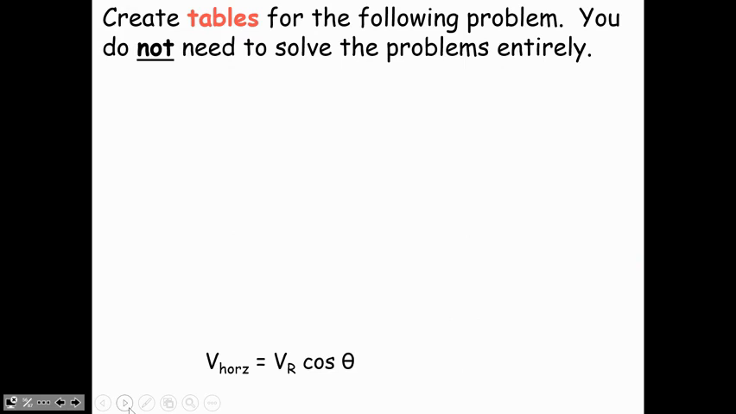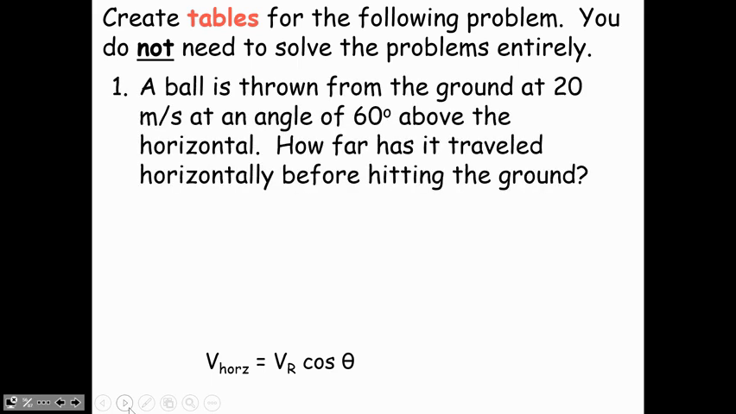Now that we know how to solve for the components, we're going to practice creating tables for word problems using projectiles launched at an angle. You'll find that the setup for these problems is very similar to when we were doing projectiles launched horizontally, except for one key difference. Now we have to solve for the components before we plug anything into our tables.